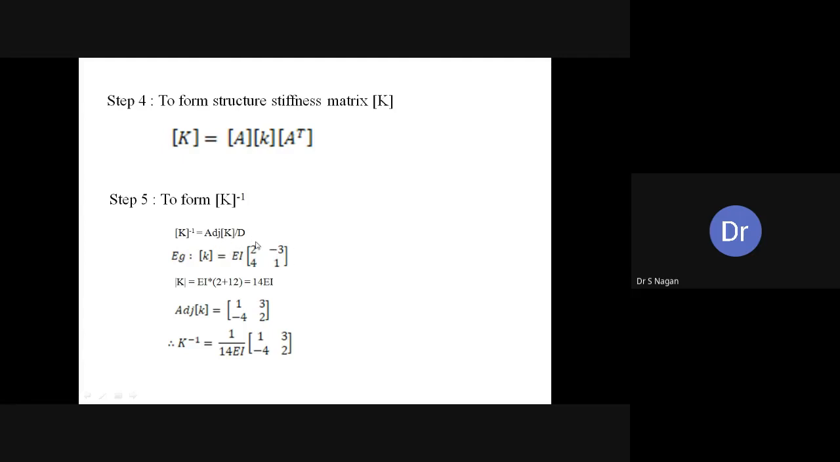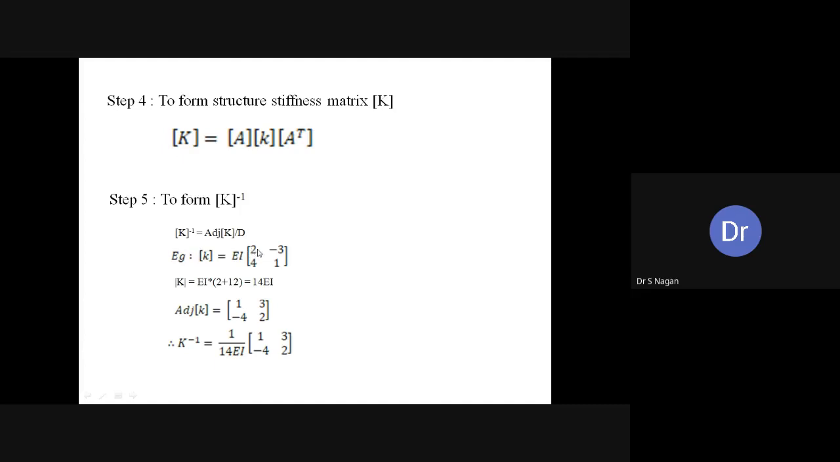So K inverse is equal to 1 by determinant of adjoint K, or adjoint K divided by determinant. You should write it as 1 by D into adjoint K. That is the formula for the inverse of a matrix, where D is the determinant.